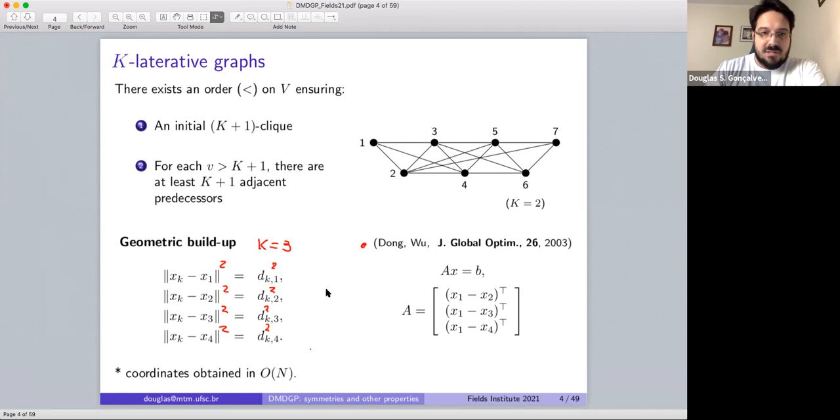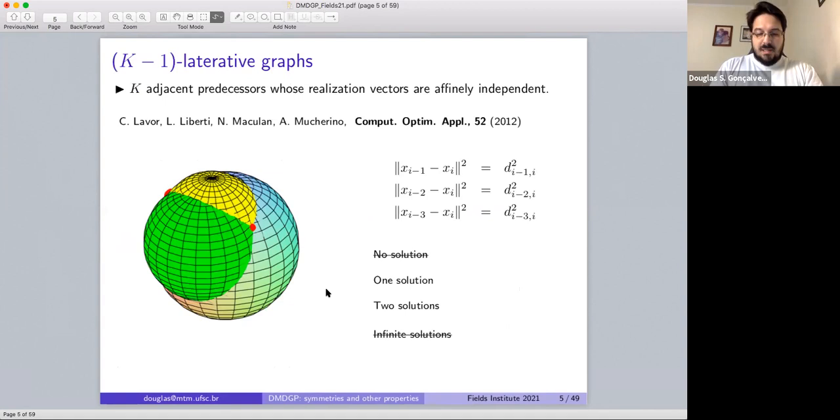All right. Another class of graphs for which we can do some things in this direction is what we call the k minus one trilateration graphs. In this case, we weaken the assumptions a little bit. Instead of asking for k plus one adjacent predecessors, we ask only for k.